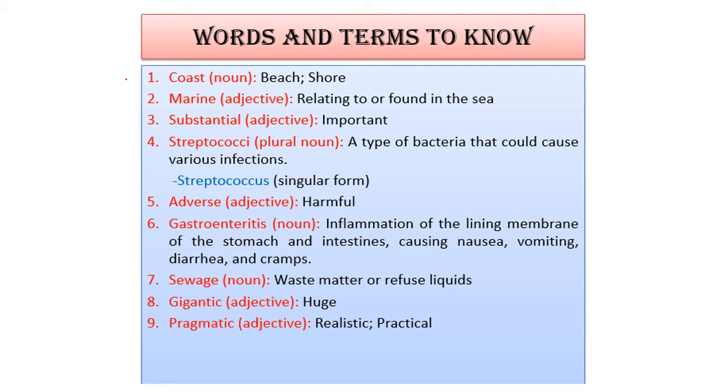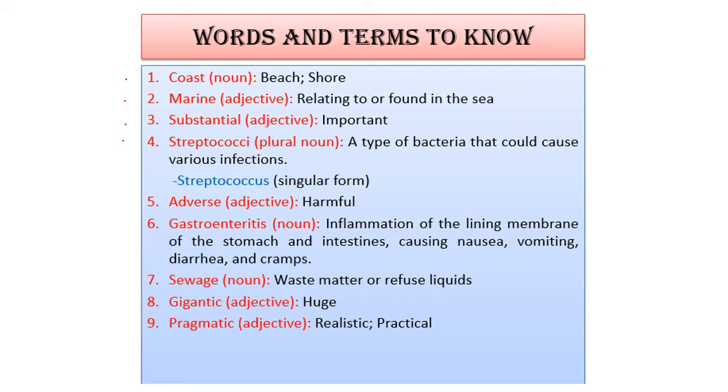Word number 1, coast. The coast is the beach or the shore. I'm certain that most of you, if not all of you, know what this word is, but just in case. Marine. What do we mean when we say marine? Marine life. Anything relating to or found in the sea. For example, marine life is any living thing, plant or animal that lives in the sea or the ocean. Substantial. There was a substantial amount of homework for this week. Substantial, important, a lot, okay?